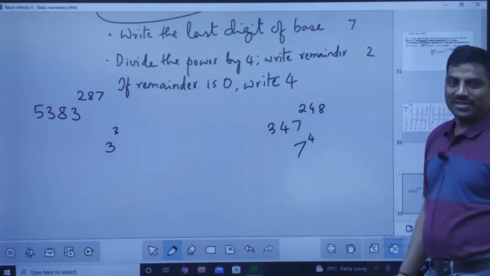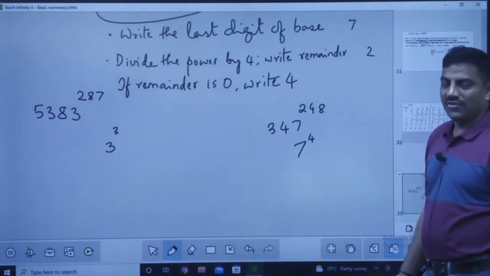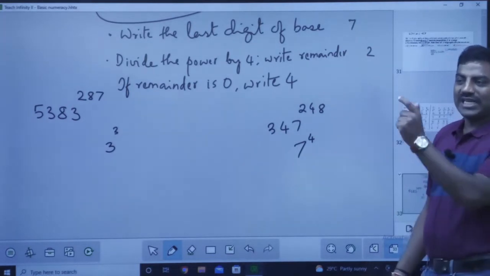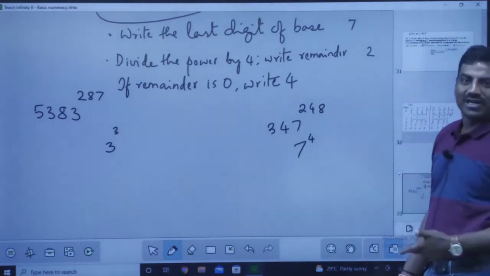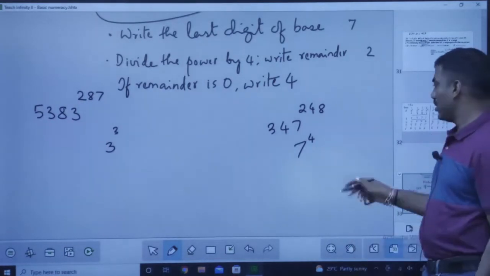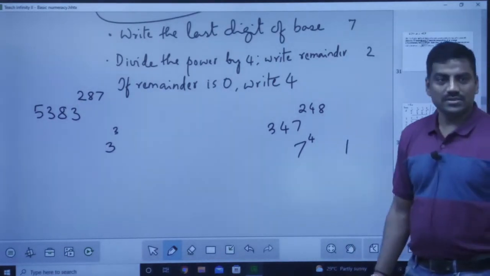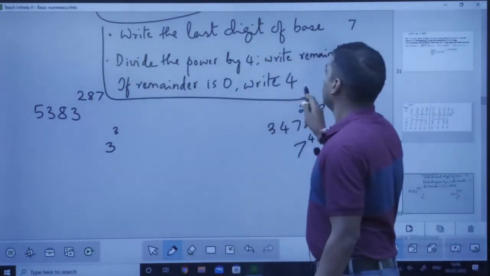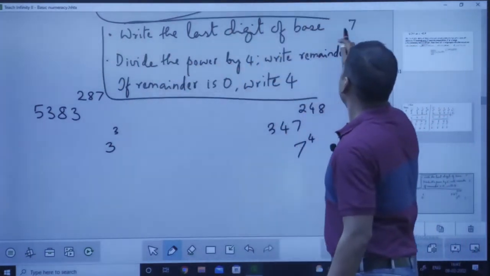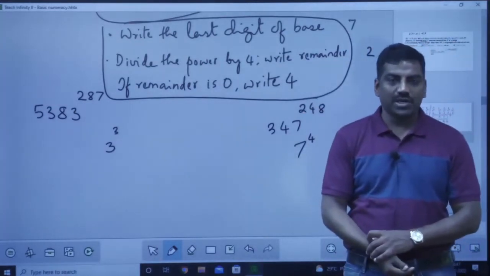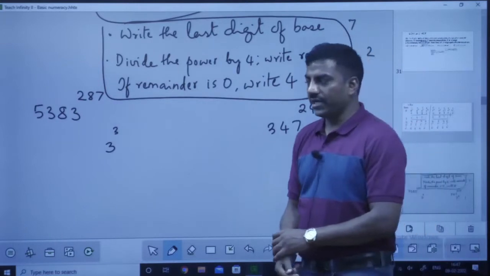Bit difficult. 7 square is 49. 7 to the power of 3 is 343. Again, why are you working out the whole number? Take that last 3 in 343, 3 into 7, 21, no? So 1. Understood this? No issues? Remember these steps. Okay? If you have not taken them, you can take them down. Have you taken them down?